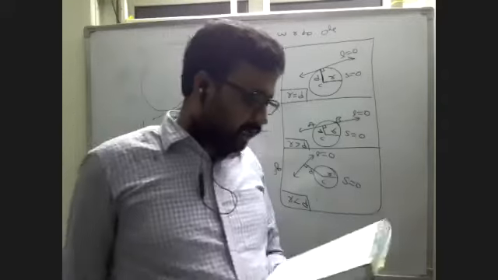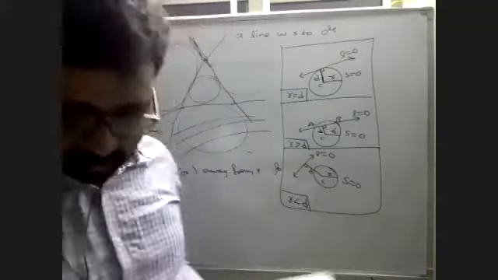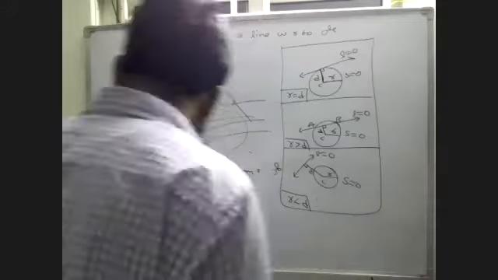And in a circle, the normal at any point of the circle passes through the center, already we know this one. And next one, chord of contact.